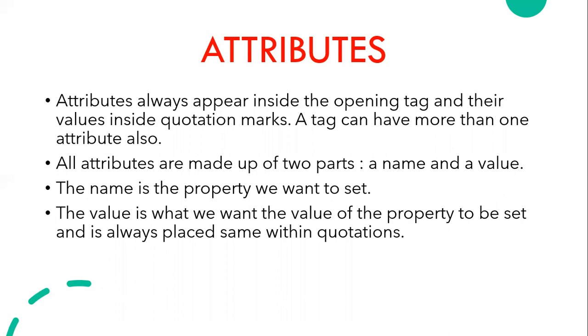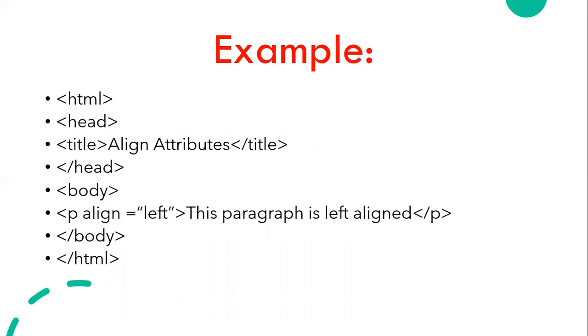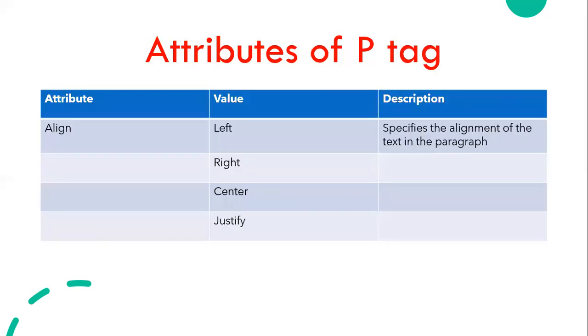Now I am going to show you a sample one. Example. See here, I have written the sample program and check it in the para tag: P align is equal to left. Align is the word called an attribute and left is the value which we have given to the attribute. I have given the attribute in the opening tag of para. Align is called the attribute and left is called the value that is given to the attribute. Clear, children? Next, attributes of para tag.